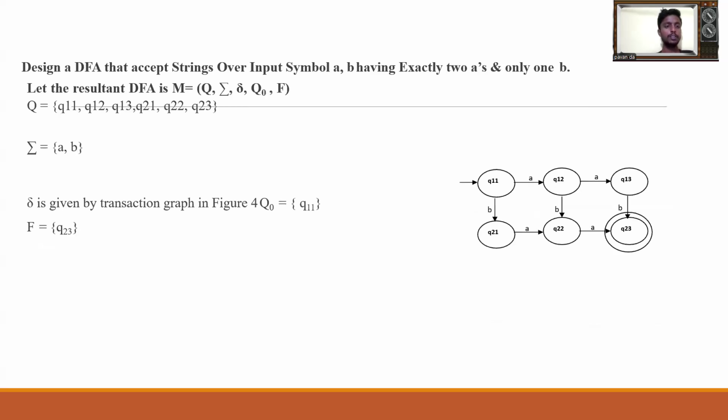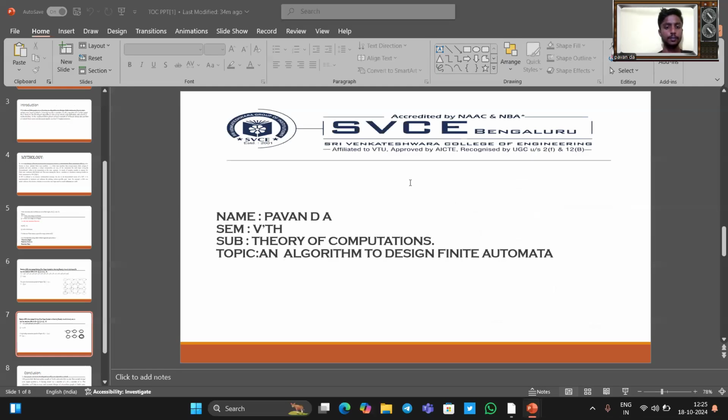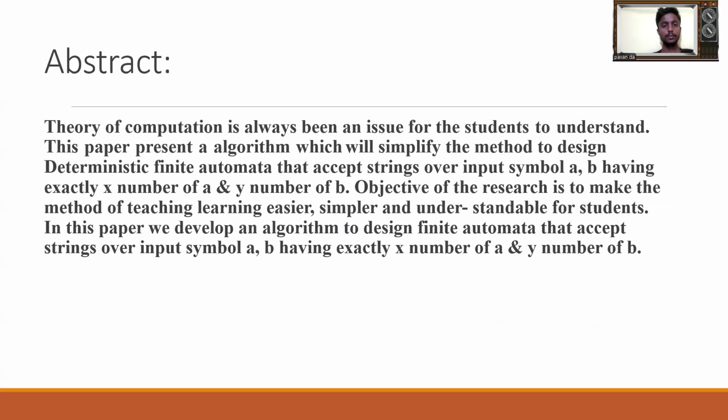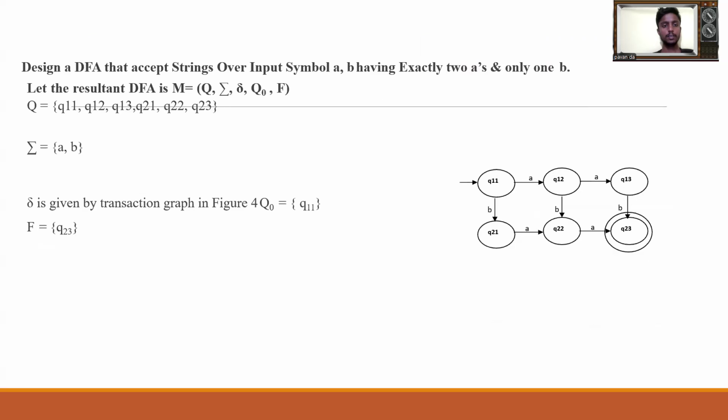Let us move into another question. Design a DFA that accepts strings over input symbols A, B having exactly two A's and only one B. Let the resultant DFA be M equal to Q, sigma, delta, Q naught and F.